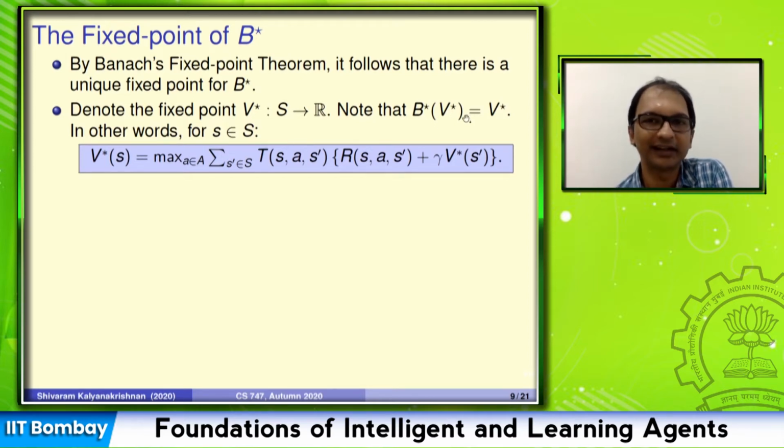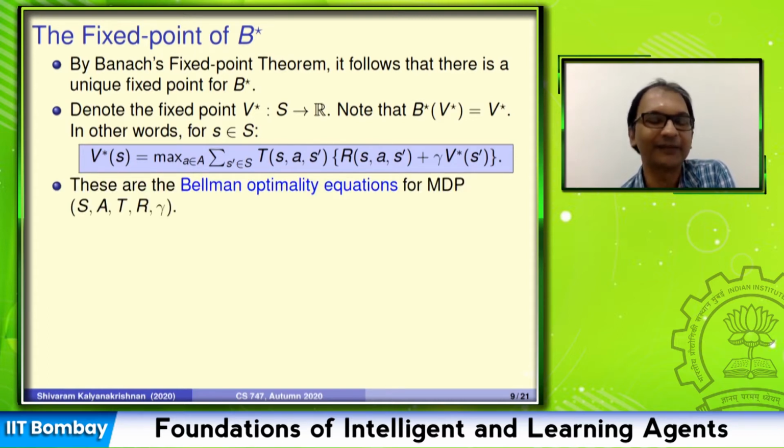If you write this down now again in long form, invoking the definition of B star, then for each element of S, V star of S is the max over all actions of the sum over S prime of T of S, A, S prime times R of S, A, S prime plus gamma times V star of S prime. So this is like a recursive sort of equation. There's V star occurring on the left as well as the right. Now, this looks ominously similar to Bellman's equations, but it's not. In fact, these are called the Bellman optimality equations.